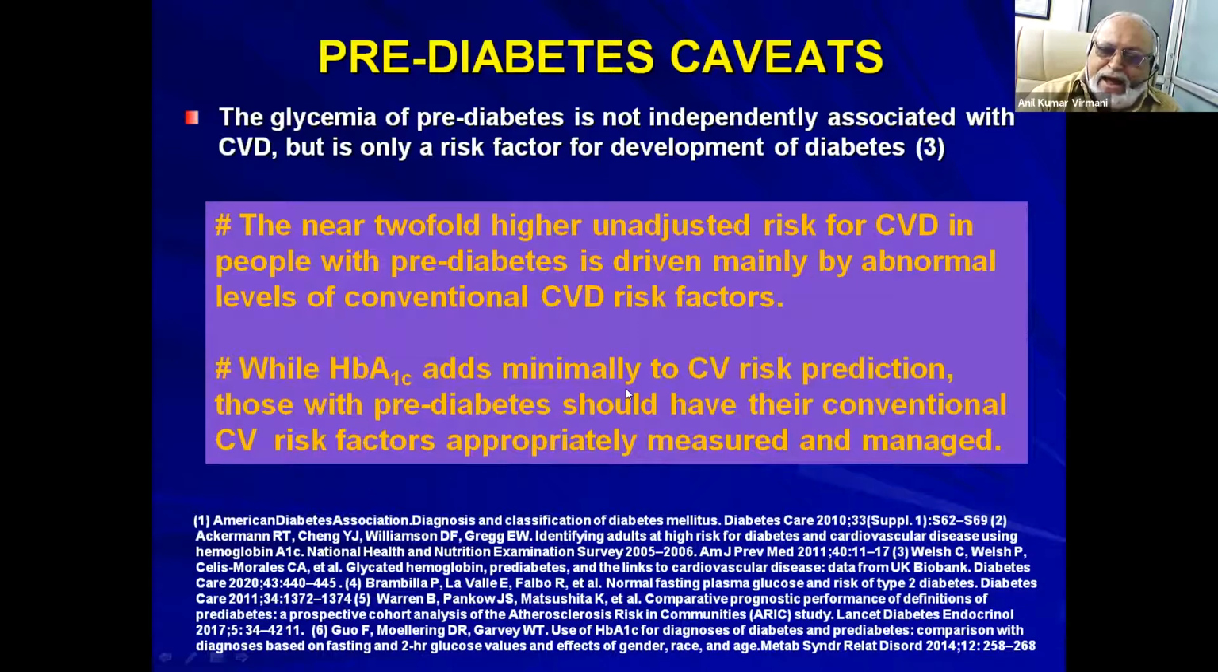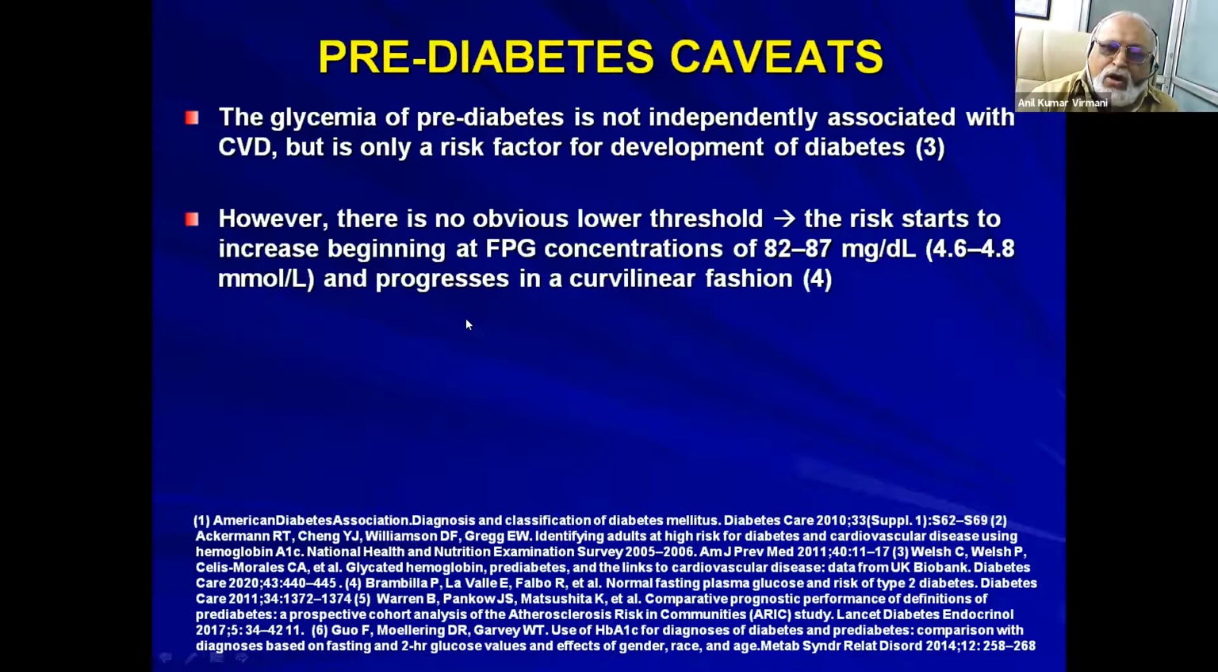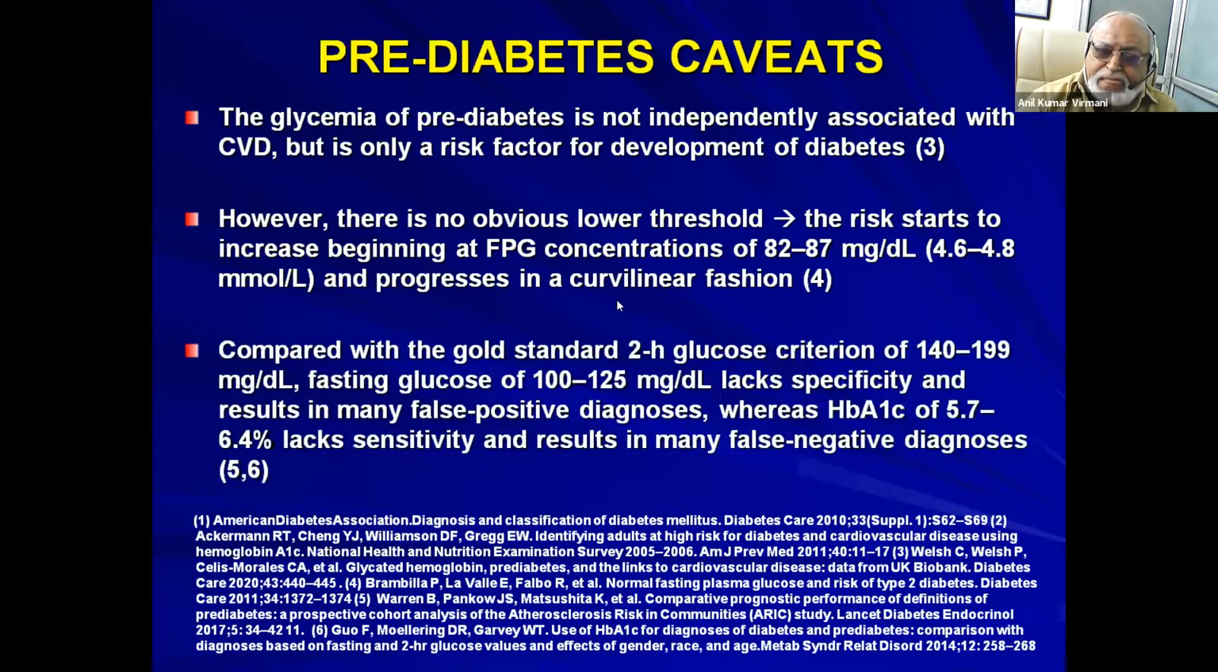While A1C adds minimally to CV risk prediction, those with prediabetes should have their conventional CV risk factors appropriately measured and managed. And I'll talk about it a bit later. However, there is no obvious lower threshold. Mind you, the risk starts to increase beginning at a fasting plasma glucose of around 82 milligram per deciliter, which would be 4.6 millimoles per liter, and progresses in a curvilinear fashion.